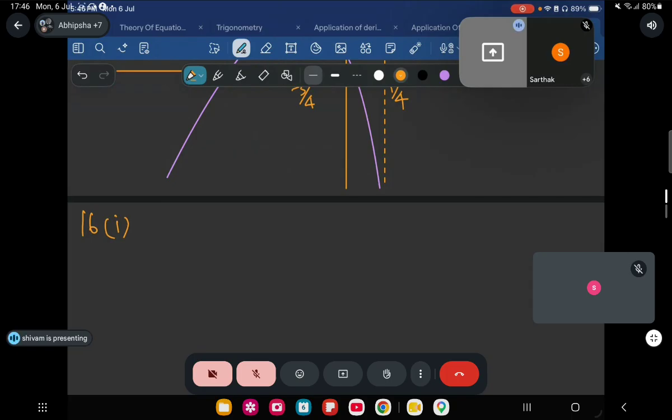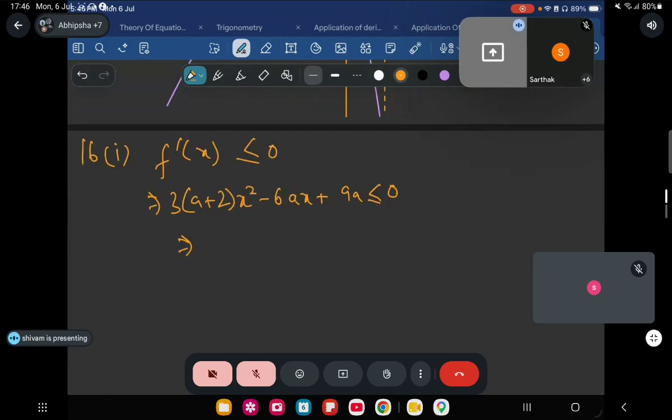Okay, so over here, what do we have to do? We have to differentiate. f dash x will be less than or equal to 0. This implies 3 into a plus 2 whole x square minus 6ax plus 9a is less than or equal to 0. Okay, this implies a plus 2 whole x square minus 2ax plus 3a is less than or equal to 0.